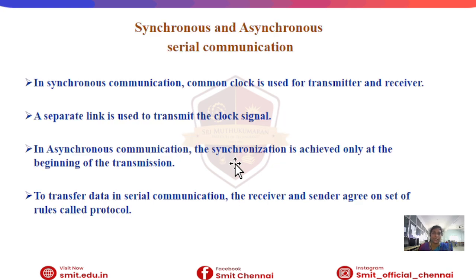The next one is synchronous and asynchronous communication. The first one is synchronous communication. Sender and receiver share a common clock signal. In synchronous communication, the common clock signal is used for the transmitter and receiver, so the clock synchronizes the data transfer. It has faster communication and requires an additional clock line also. For example, the application is SPI communication.